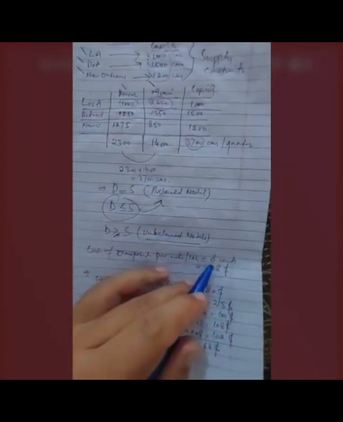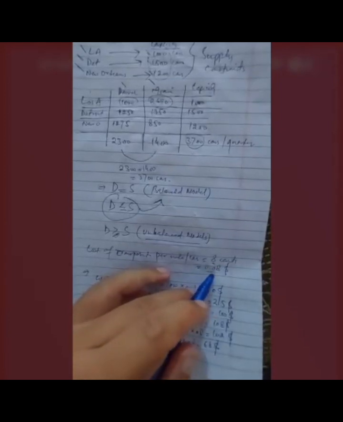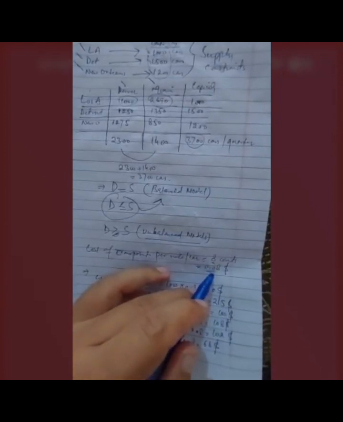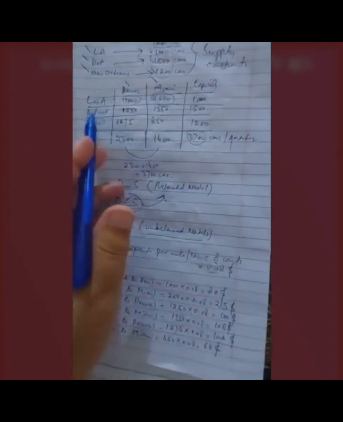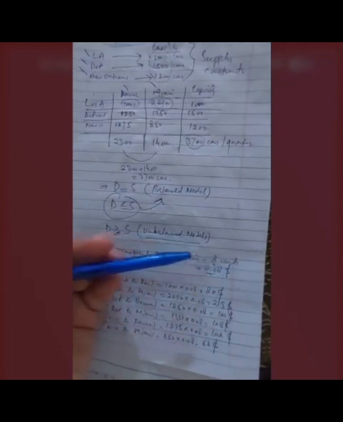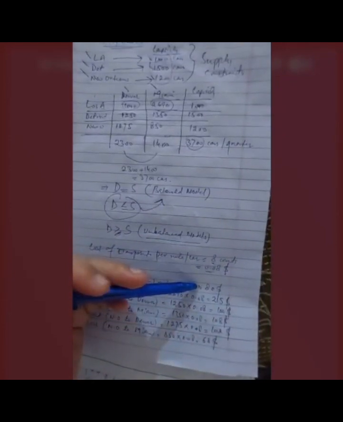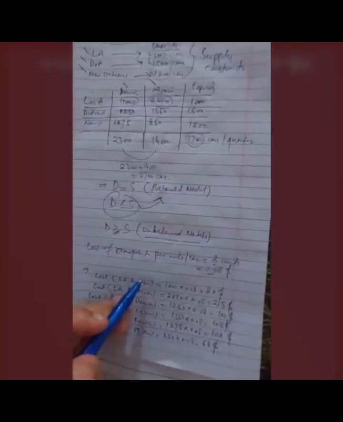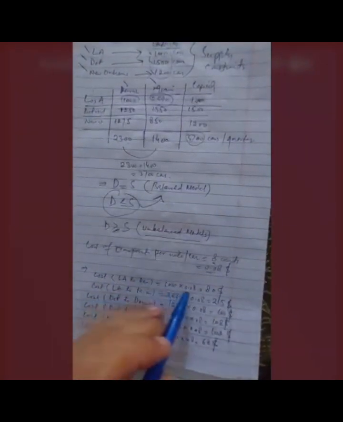Okay, now the cost of transportation is 8 cents per mile per car, which is $0.08 per car per mile. Now the total distance from LA to Denver is 1000 miles, so we multiply 1000 by 8 cents, or $0.08, and it makes $80 a car. So each car from LA to Denver takes $80 of cost to reach.